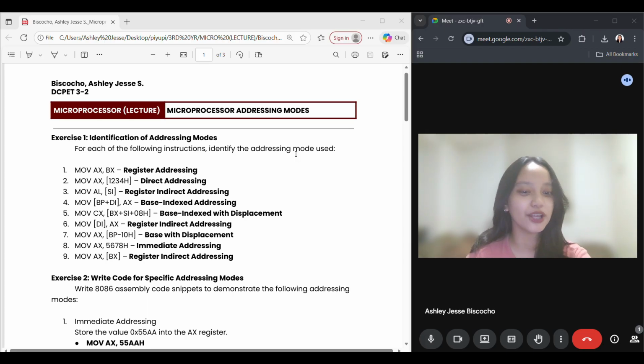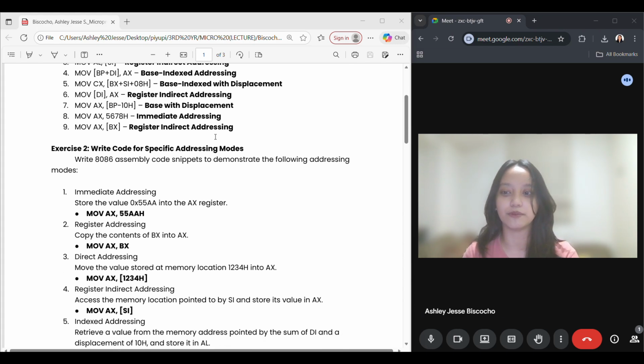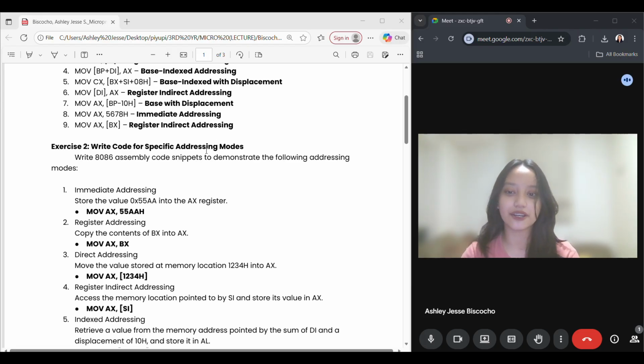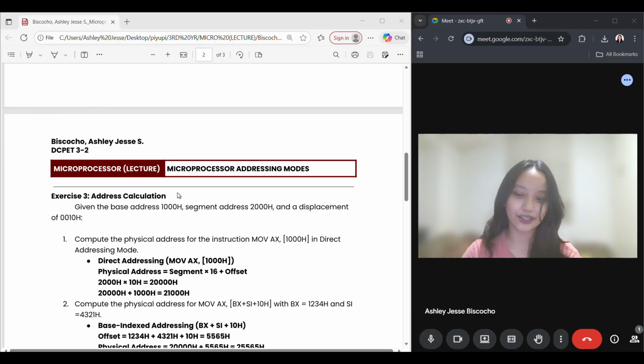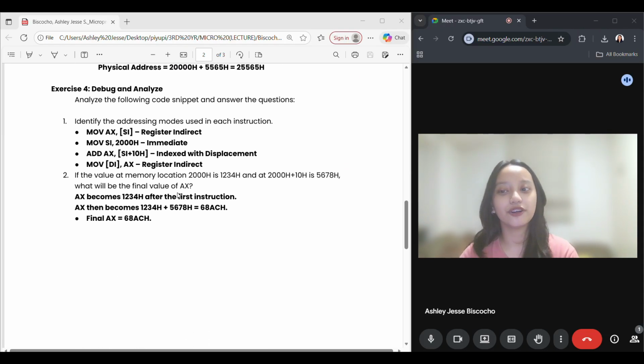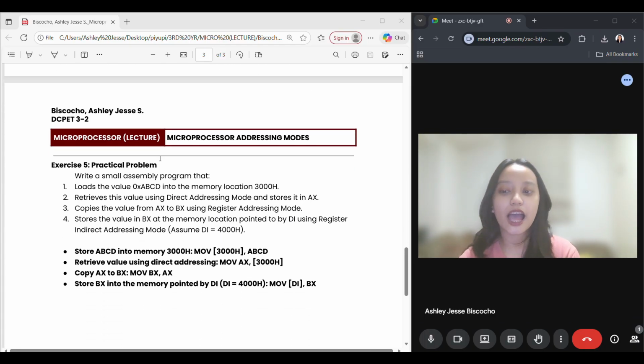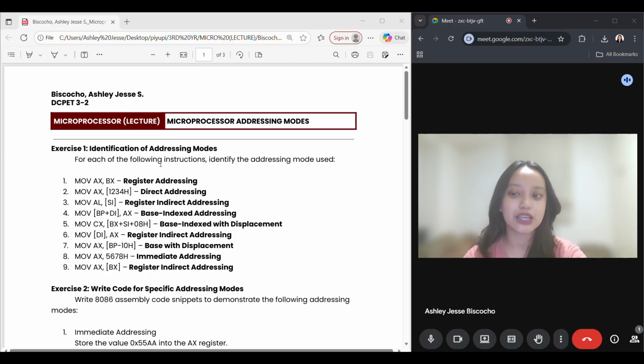Addressing modes are simply the different ways a microprocessor can access data, either from registers, memory, or directly from the instruction itself. I will also discuss the answers in the 5 exercises given. This includes identification of addressing modes, writing code for specific addressing modes, address calculation, debug and analysis, and the practical problem. So, let's begin.